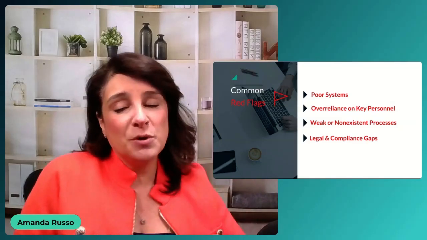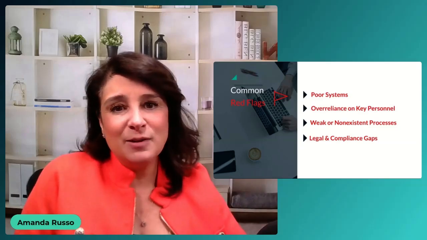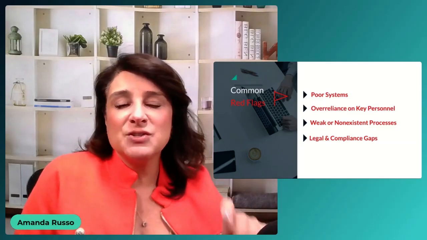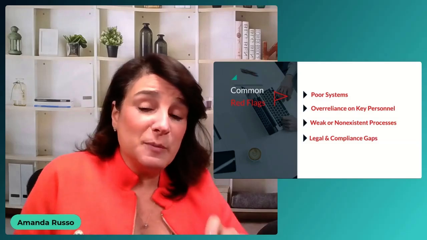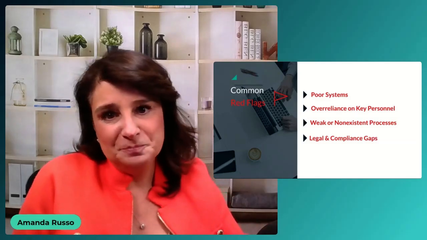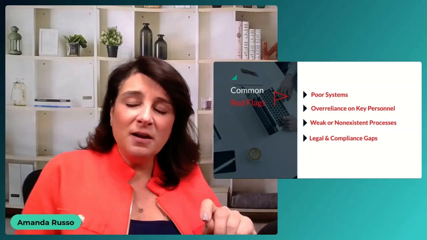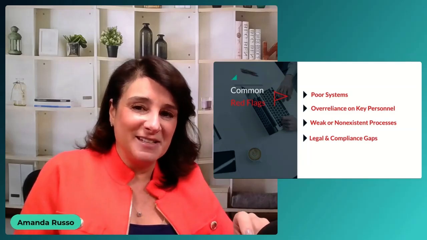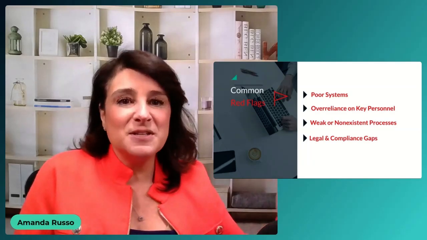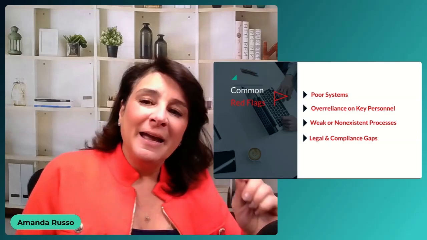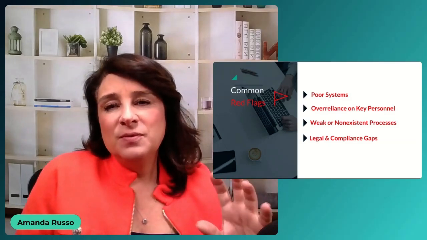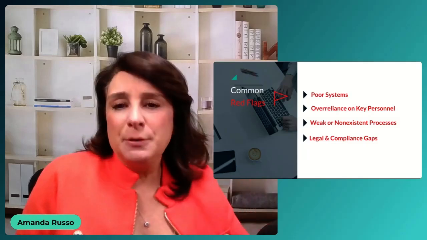Okay, the first is poor systems, outdated, not scalable infrastructure. The next red flag is over reliance on key personnel. This business falls apart if that one person leaves or goes on a vacation. The next thing here is weak or non existent processes, no SOPs. Everything runs on an ad hoc sort of decision making process, right? And lastly, here, the legal and compliance gaps. Now, this is unresolved regulatory risks.